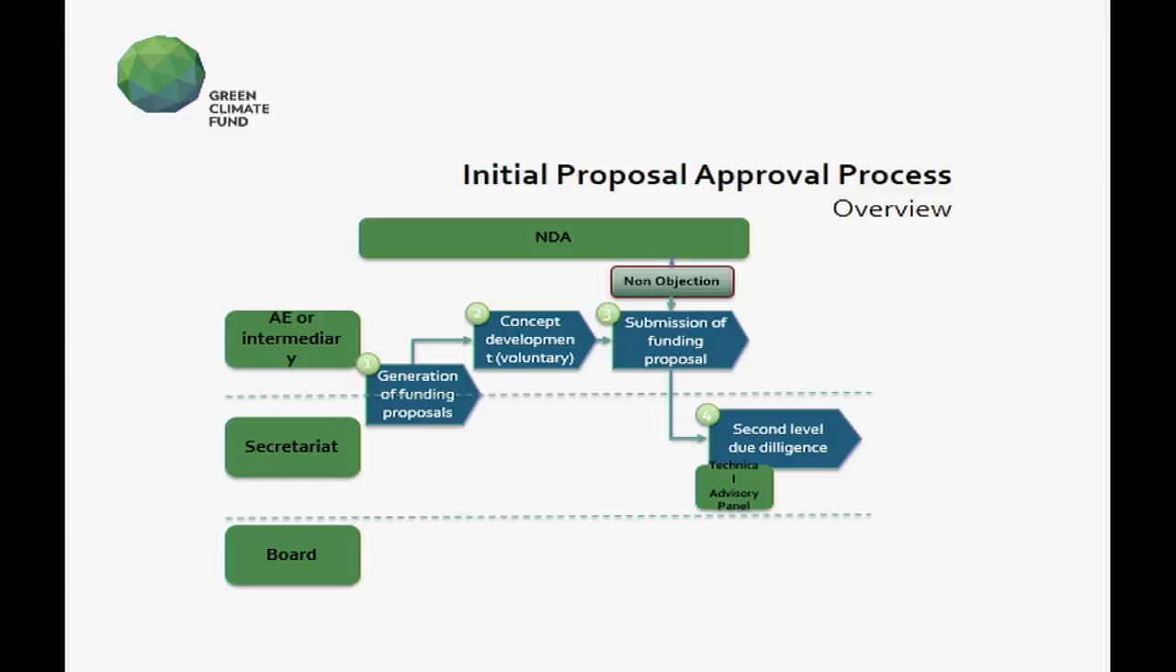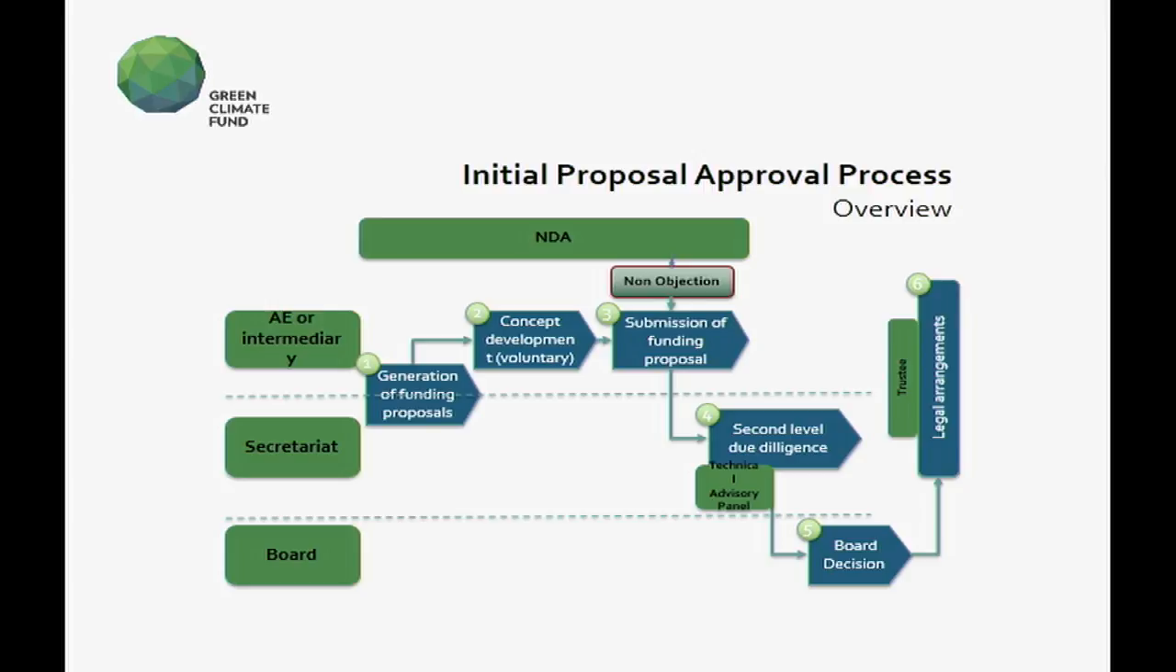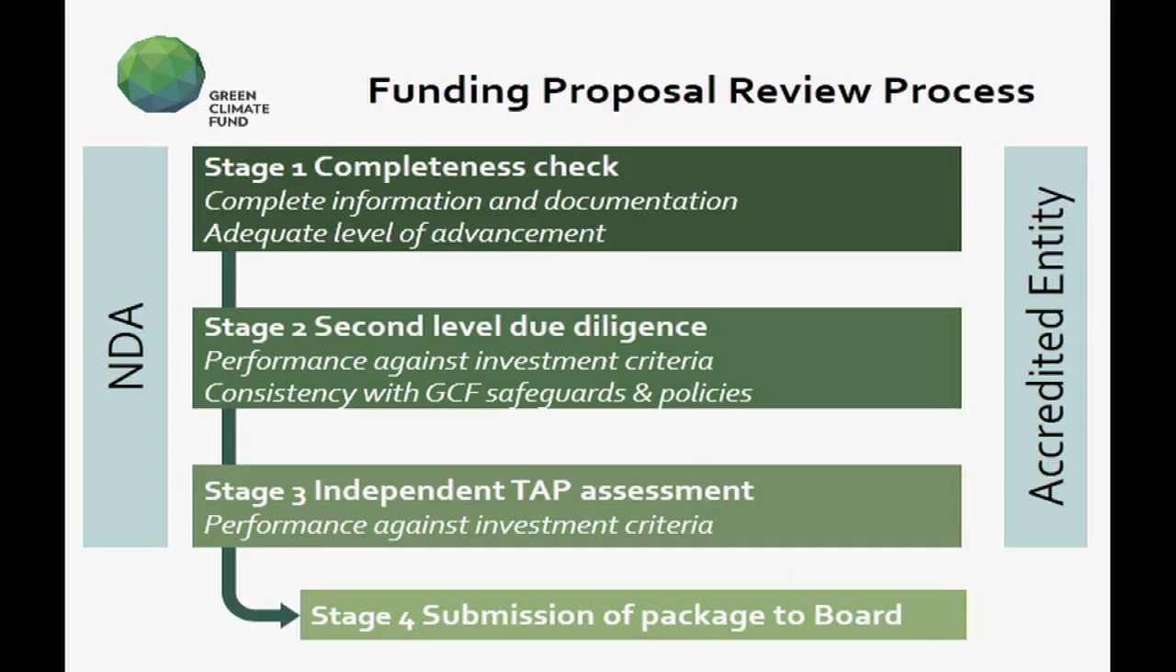Then the Secretariat does the second level due diligence. The idea here is that the accredited entities do the first level due diligence and we do the second level due diligence. There's also a technical advisory panel that is constituted of an independent body that also gives comments on the funding proposal, and then finally they go to the board. And then the legal arrangements are implemented with everyone on board, both from the technical side, from the Secretariat, but also the accredited entity and obviously the executing entities as well.